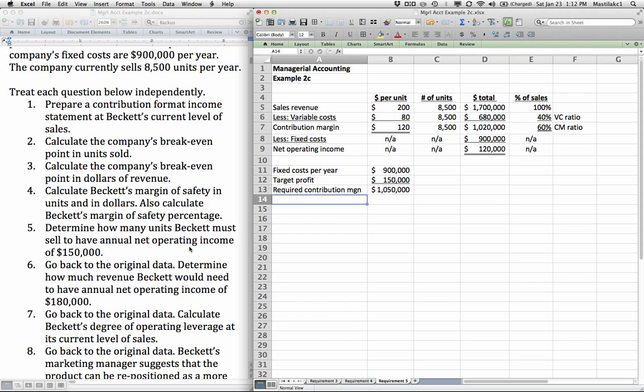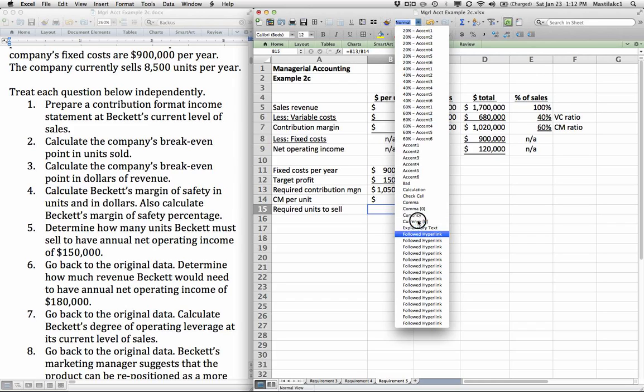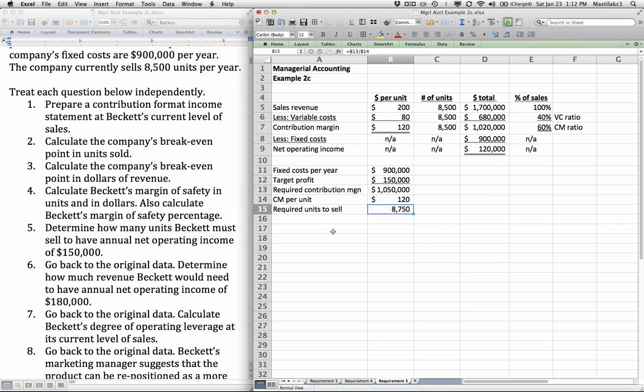And so if we're going to figure out the number of units we have to sell, we can divide our required total contribution margin by the CM per unit, which is our $120 per unit. The required units to sell is going to be 1.05 million divided by 120, or 8,750 units. So if we sell 8,750 units, we will make a net operating income of $150,000.